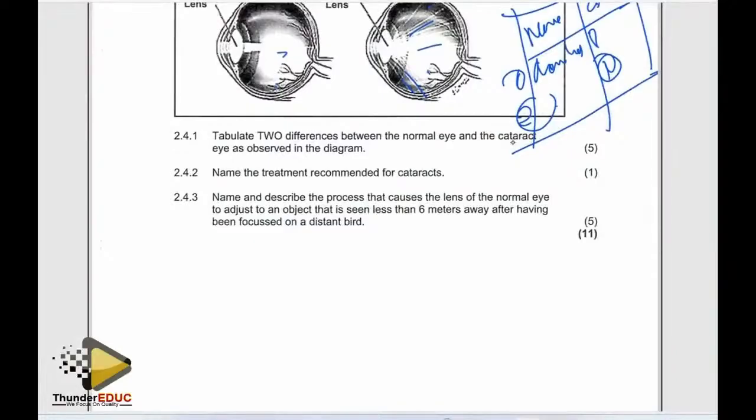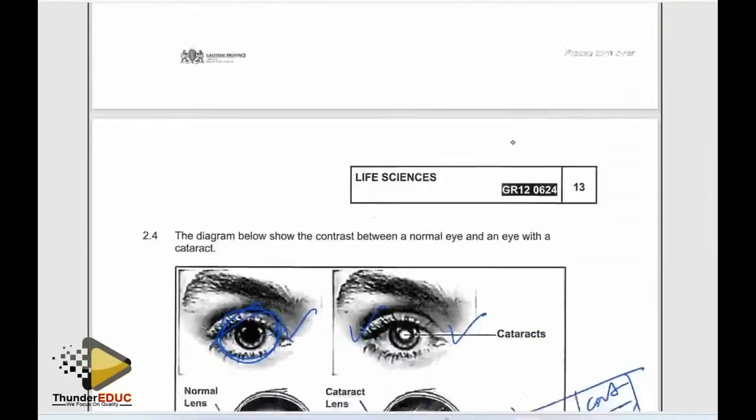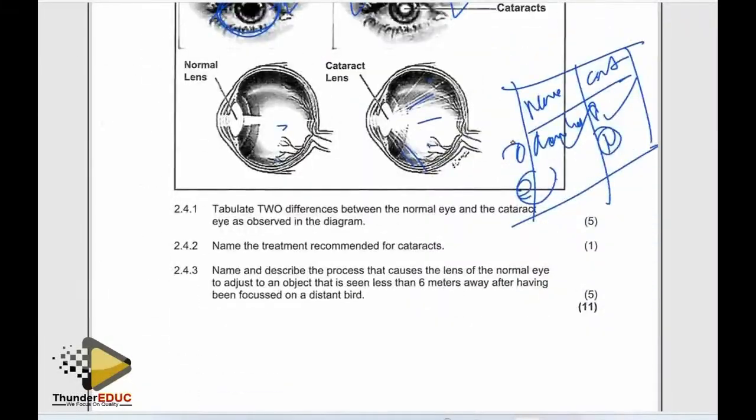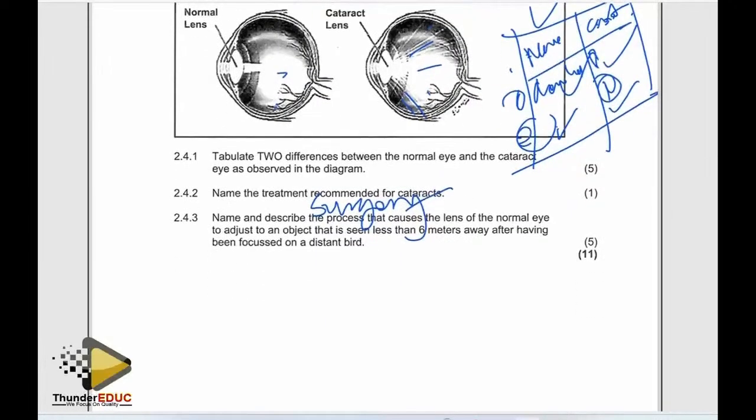I think I'm clear there. And then we give you one mark here, one mark here, one mark there, and one mark for the table. It's supposed to have these two captions, and then it's supposed to be closed. Yes. Name the treatment. This one is surgery. Name and describe. When you say name, you just have to name and then you get the mark.